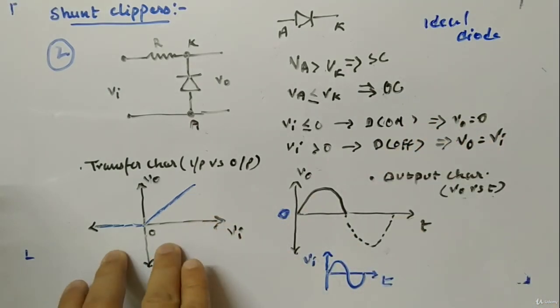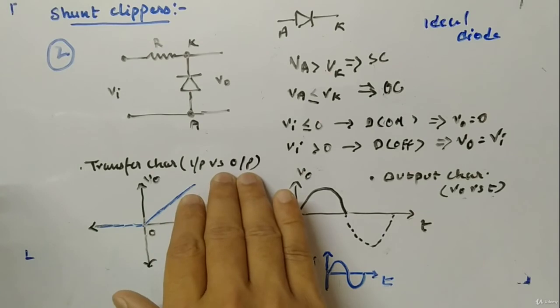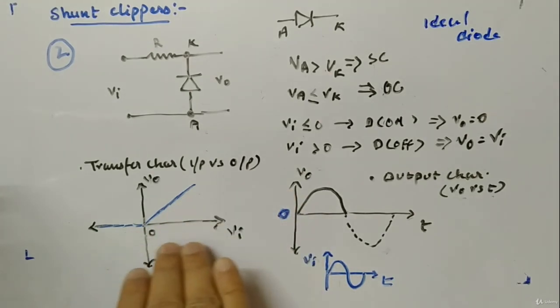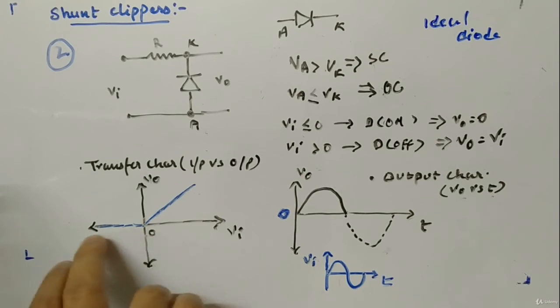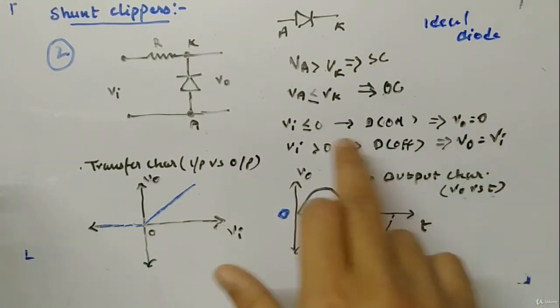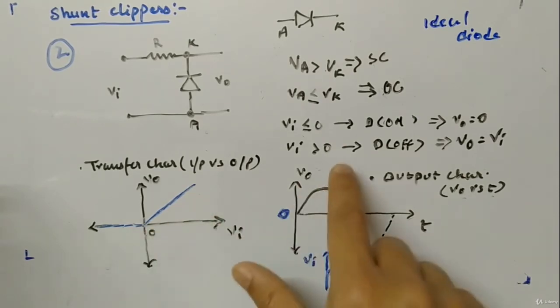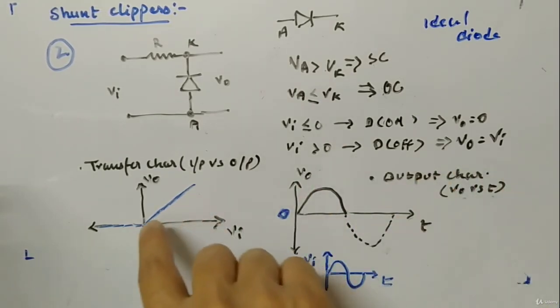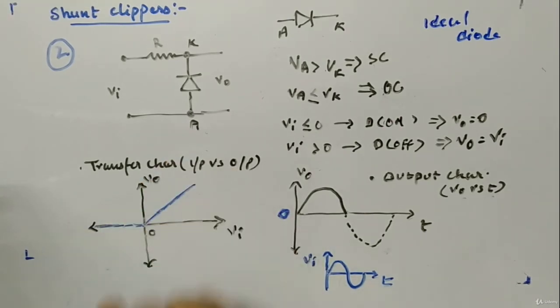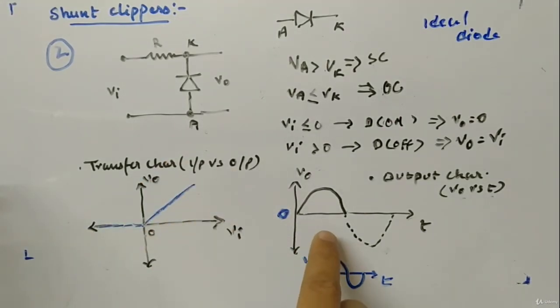Okay, so the transfer characteristic will be input versus output. This is how the input output curve will look. If Vi is less than 0, the output is 0. And if Vi is greater than 0, then V0 is equal to Vi. So it is a linear change, and the output will look like this.